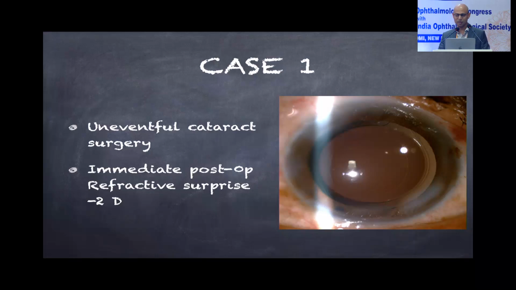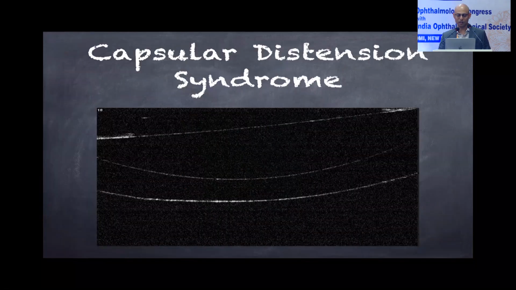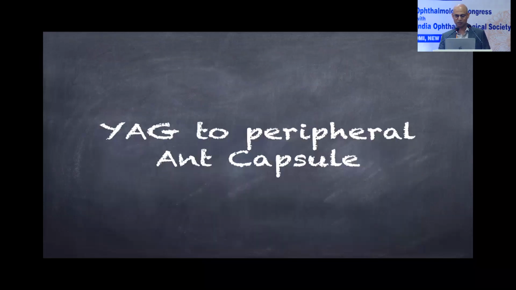So this is just one case I'll share with you. This was a patient that had an uneventful cataract surgery, and you can see the lens is looking well in place and the eye is quiet, but we had a refractive surprise of 2 diopters. As you can see on the slit, there is a gap between the PC and the posterior surface of the IOL. So this is basically a capsular distension syndrome. The viscoelastic was not adequately removed, and the same thing is confirmed on the OCT. You can see the gap there.